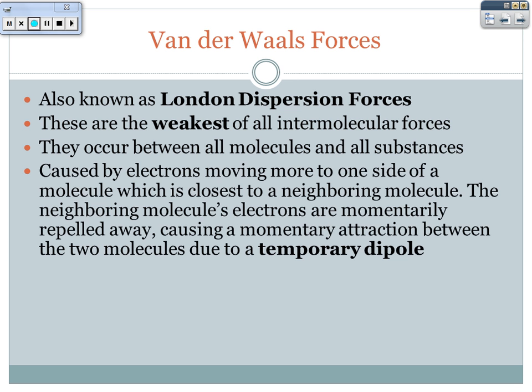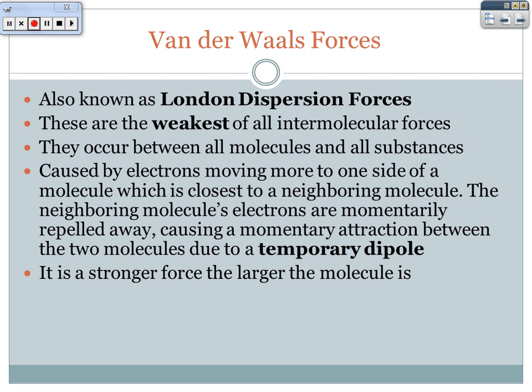And they're caused by electrons moving more to one side of a molecule, which is closest to a neighboring molecule. The neighboring molecule's electrons are momentarily repelled away, causing a temporary attraction between the molecules due to a temporary dipole. So it's just about a shift of the electrons in a molecule to one side or another, which then causes a shift of the electrons in a nearby molecule away because of a repulsive force, which creates these temporary dipoles. And we've talked about what a dipole is. It's when a molecule has a positive end and a negative end. And that temporary dipole then creates an attraction between the positive end of one molecule and the negative end of another.